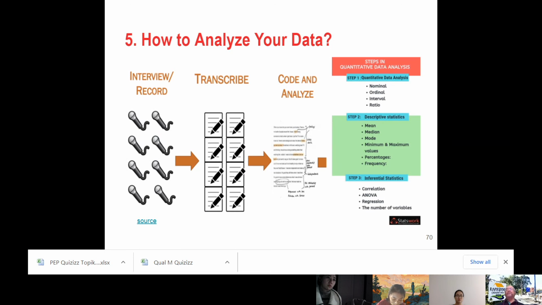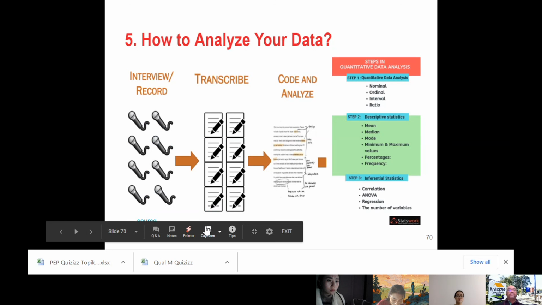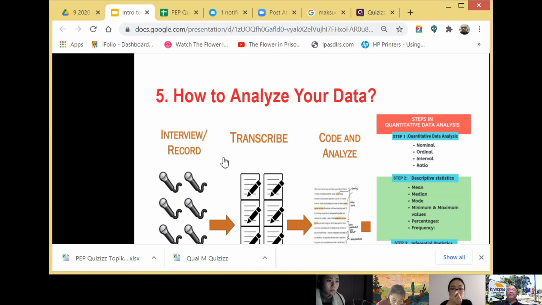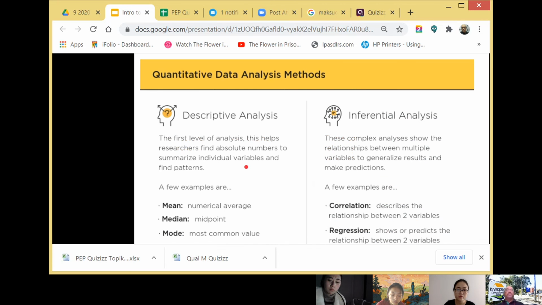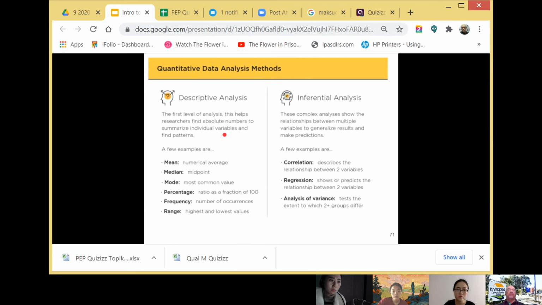You write it down word by word. You don't change it. You don't summarize it. You just have to write it word by word. Word by word is called verbatim. Verbatim. That means you have to transcribe exactly according to what is being said, word by word.